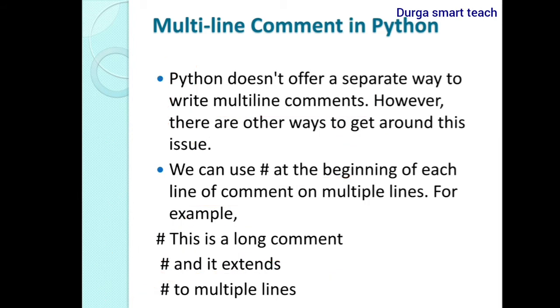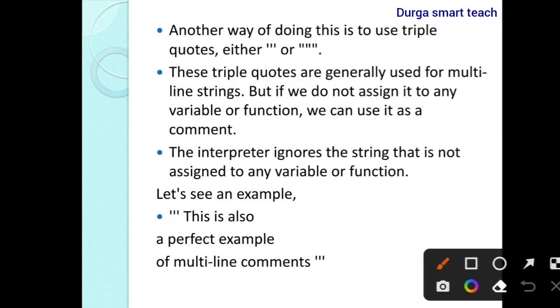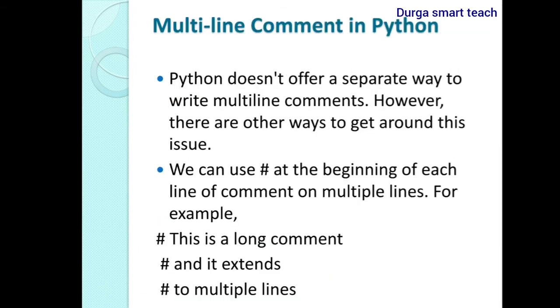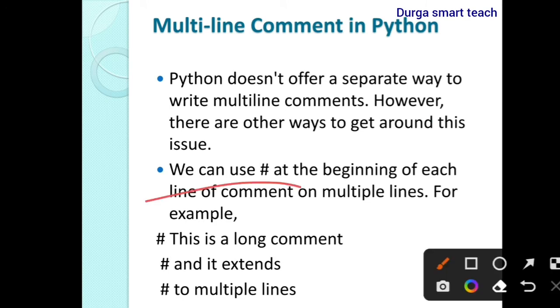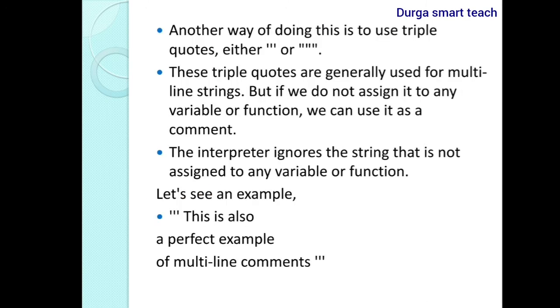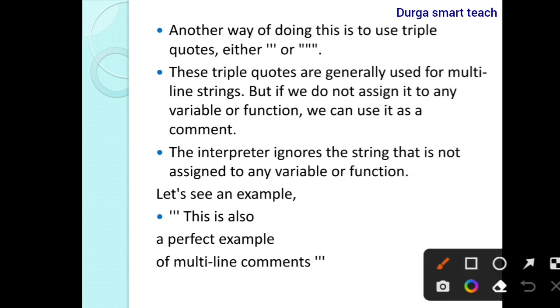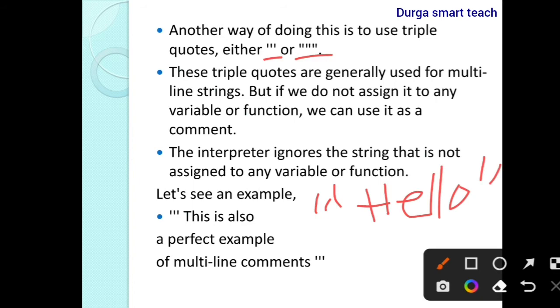Okay, next another way. So one way is adding multiple hash signs. Next, another way of doing this is using triple single quotations or triple double quotations. So if you write hello in triple quotations, this is treated as a multi-line comment. These triple quotes are generally used for multi-line strings.